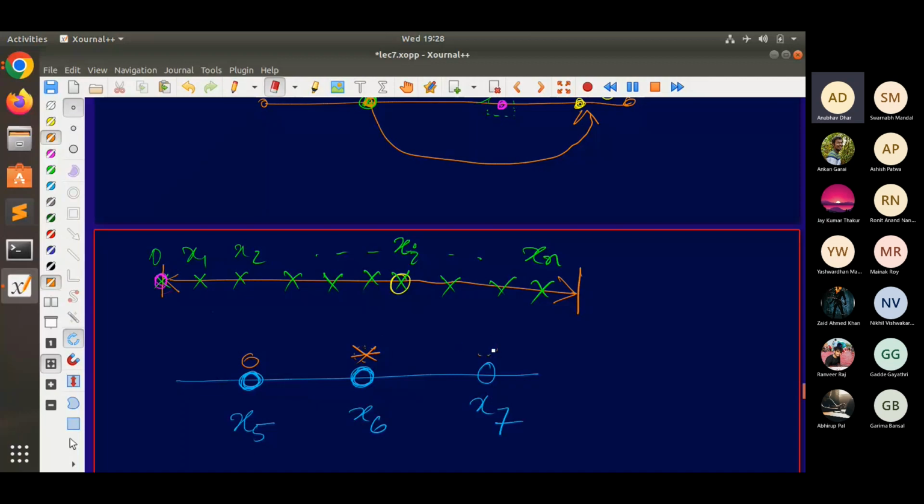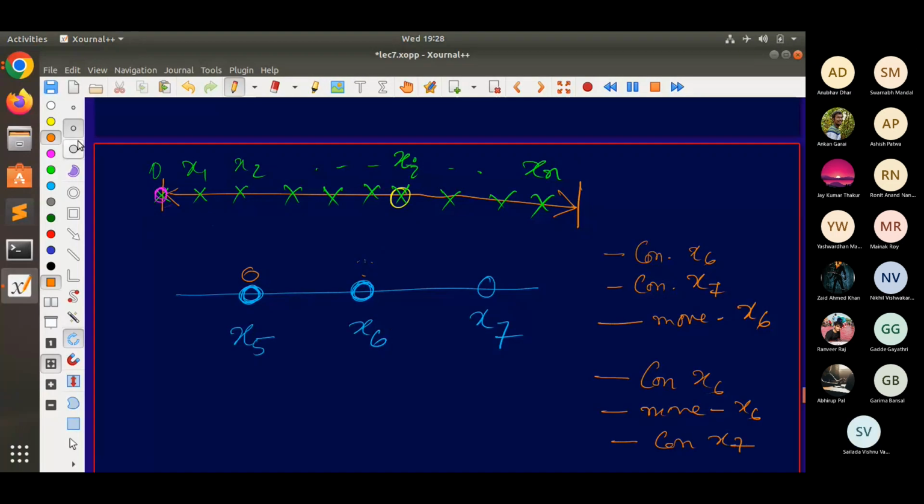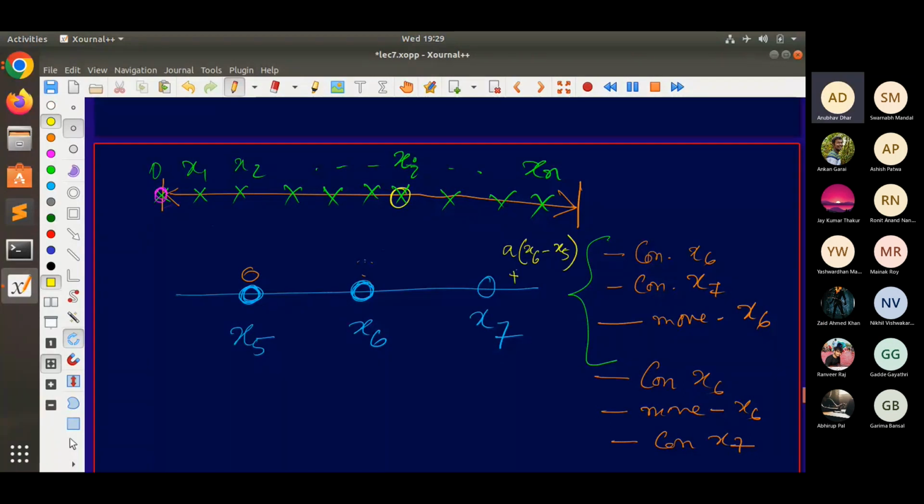So observe that this is way better. In the first sequence, you conquered x6, conquered x7, moved to x6, right? And in the second example, you conquered x6, moved to x6, and then conquered x7. So what is the cost for this particular set of operations? You conquered x6, so it's a into x6 minus x5, plus you conquered x7 from x5, so it's x7 minus x5, and then you move your capital to x6 from x5. And over here you have something like x6 minus x5, and you're conquering x7 from x5.